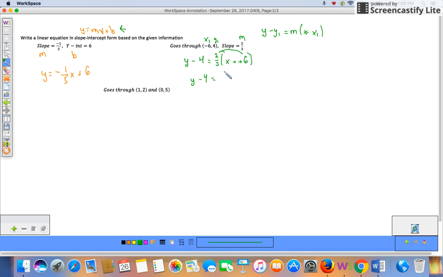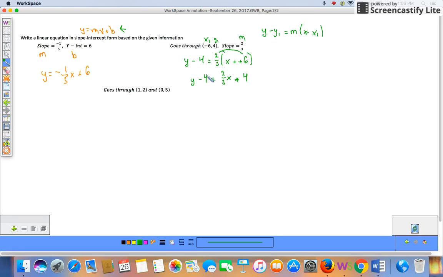Okay, so we'll distribute our slope through. And now what that'll give us is 2/3 x here. Okay, now for the 6, essentially what it'll be, 6 divided by 3 is 2. 2 times 2 is 4. Okay, so that's going to be a plus 4.